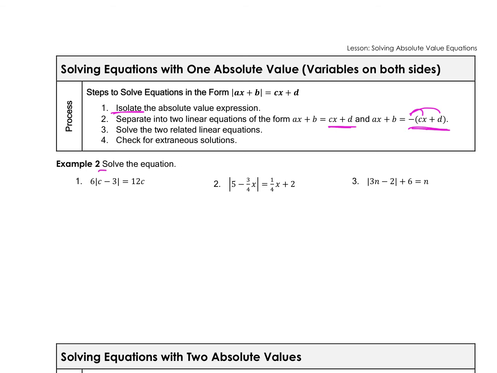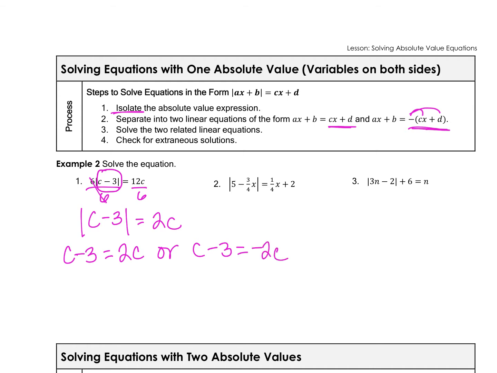So I'm going to do the same thing that I was doing on the front, and I'm going to circle my absolute value of c minus 3. So I want to divide by 6 at the beginning. And then once we isolate the absolute value, we then need to set up our two equations. So c minus 3 can equal 2c, but it can also equal negative 2c.